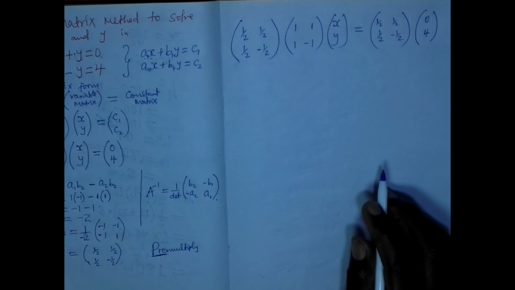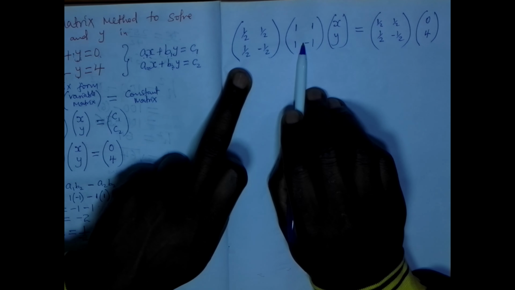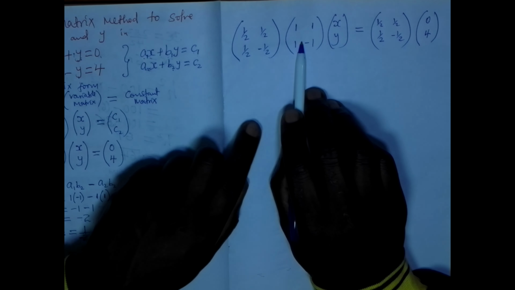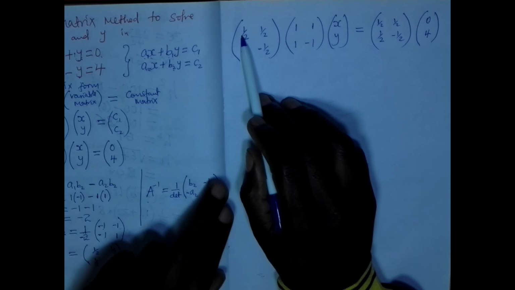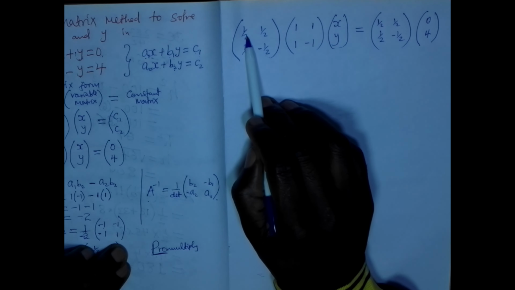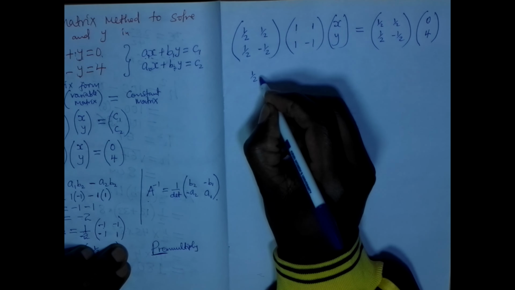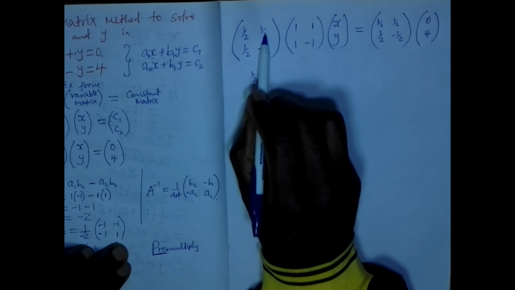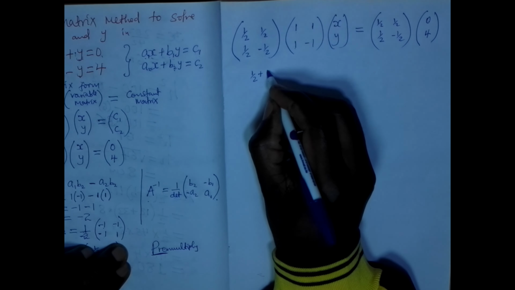Now these are 2 by 2 and 2 by 2. As we multiply, whatever we are going to get is a 2 by 2 matrix. We begin by multiplying the first row, first column: a half times 1 is a half, plus a half times 1, we get a half.